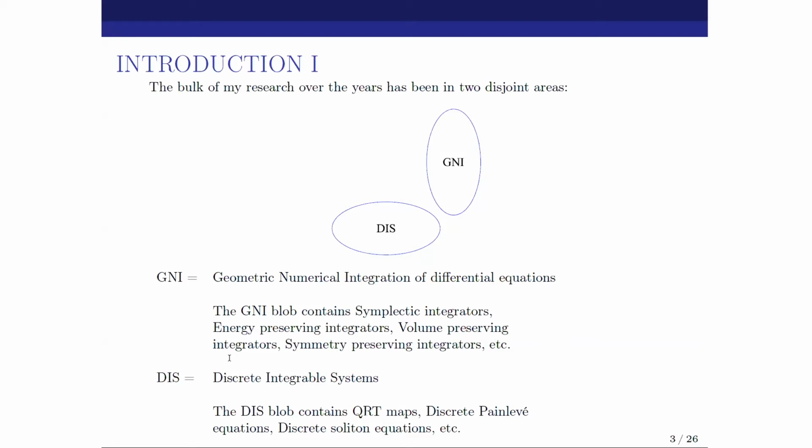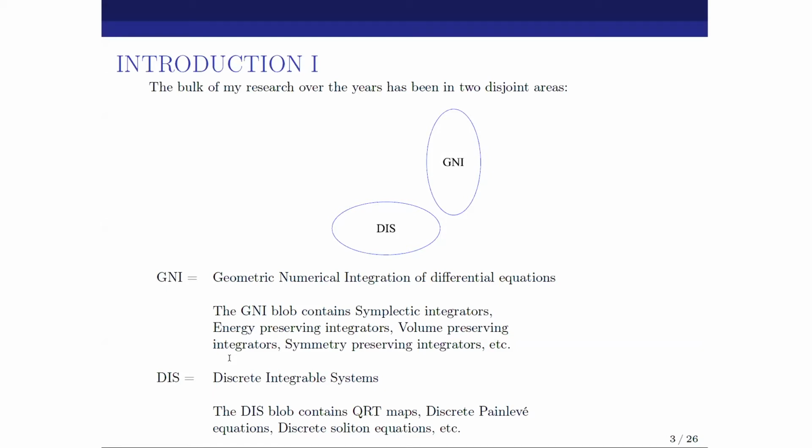But there, the idea is that you preserve a certain property of the differential equation. So that blob of GNI, which is the geometric numerical integration, contains things such as symplectic integration methods, energy preserving integration methods, volume preserving integrators, symmetry preserving integrators, etc. And usually there are different methods for each different property, and it's very difficult to combine more than one property at once for a general case. Of course, for special cases, things may be possible.